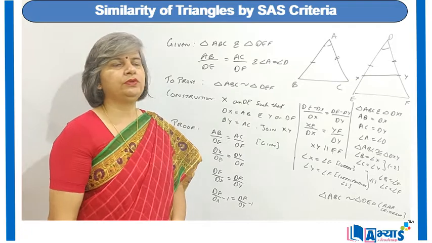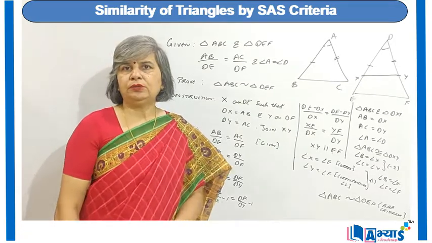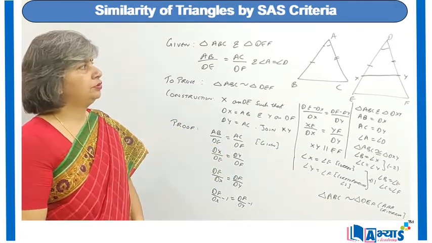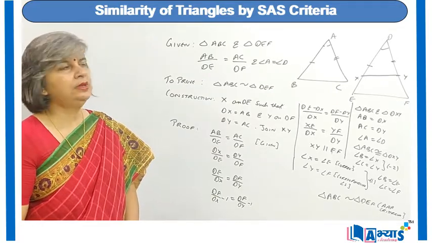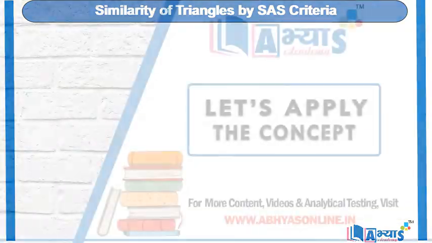So hence we have proved the theorem that if in two triangles the corresponding sides are in proportion and the included angle is equal, the two triangles are similar.